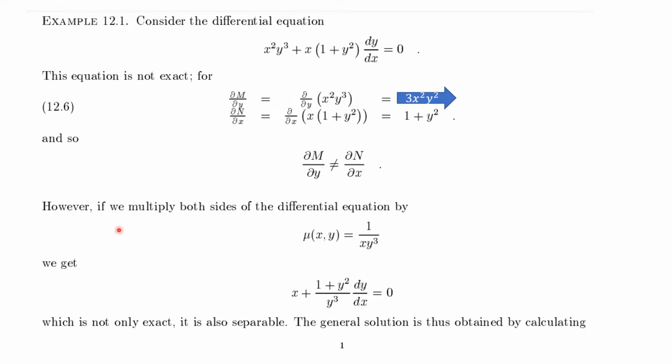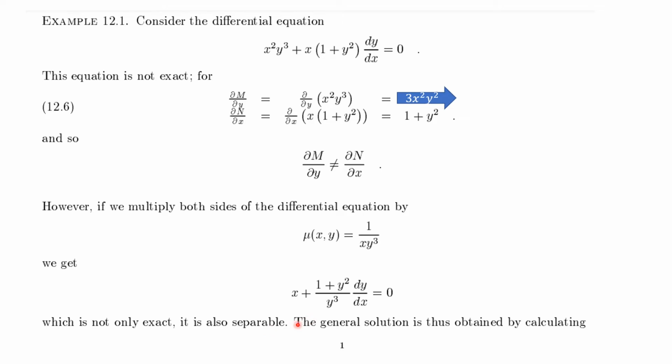But what we're going to do is multiply both sides of this differential equation by an integrating factor. In this case, this is mu(x,y) equal to 1 over x y cubed. Now, this is magic right now, and so in fact, this is kind of an inspired choice, but just see how it works. So if I take mu(x,y) equal to 1 over x y cubed, then multiplying all the way through by mu, I get x plus (1 plus y squared) over y cubed times dy/dx is equal to 0.